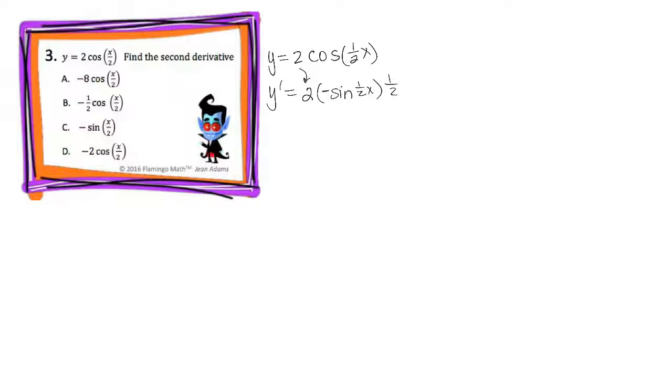And I would simplify this a little bit more before I do the second derivative just to make things easier. So we're really looking at the derivative of negative sine of 1/2 x. So we have now the second derivative. That negative does come down, and the derivative of sine of an angle is cosine of that angle times the derivative of the angle. So it looks like the answer choice we get is going to be B.